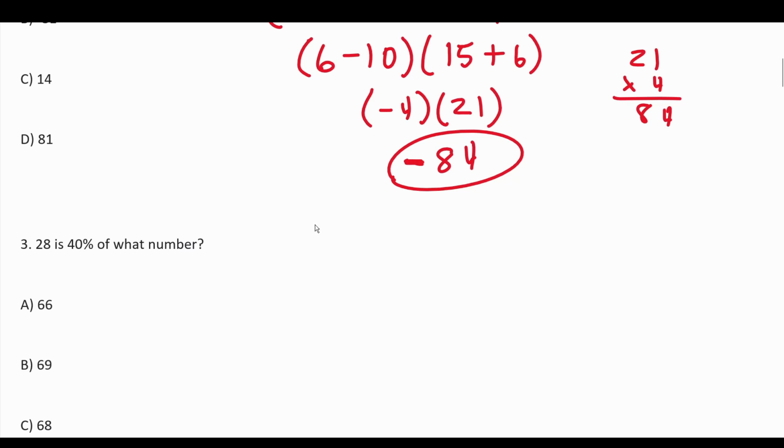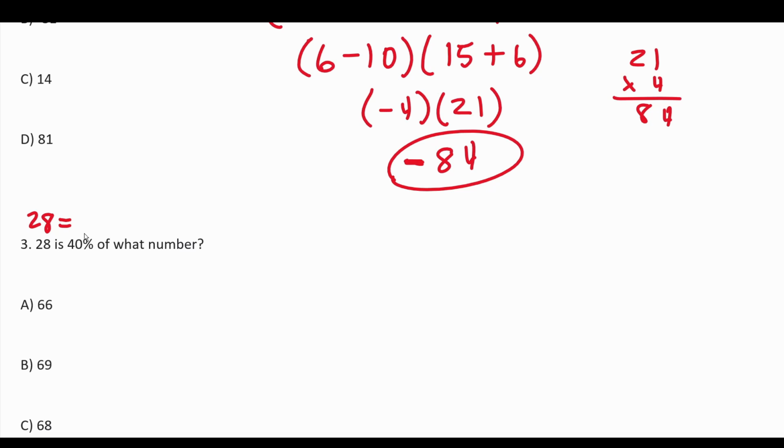All right, number 3 says 28 is 40% of what number? Personally, I love these questions because it tells you exactly what to do. Let's work on translating this word problem into an expression. We have 28. In math, is equal, so we're going to put equal above is.